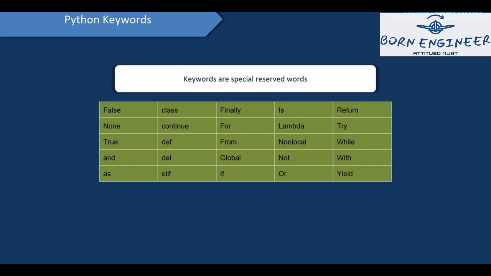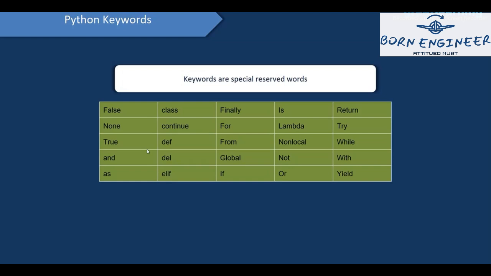Another thing to keep in mind is you cannot have a variable name, a function name, or a class name be a keyword, because this will cause an error. As I've already told you, keywords are special reserved words, and obviously you can't use them as the names of variables.